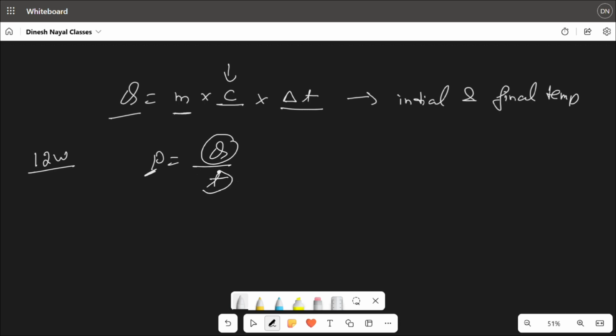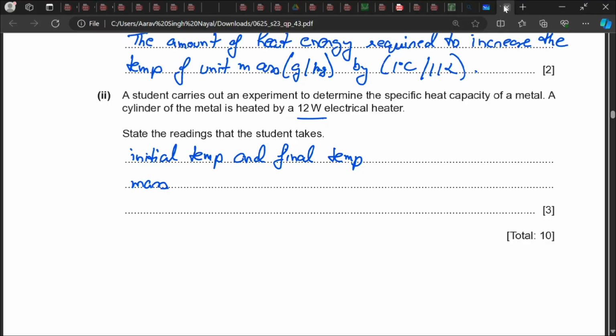So what do we have to measure? Because what is Q? P into T will give you Q. That is the heat energy over here. So power is given to us, so we have to measure time. So the third point that he has to measure is time. Okay. So to get the specific heat capacity of metal, he should know the initial temperature and final temperature, mass and time. That's what he should measure.